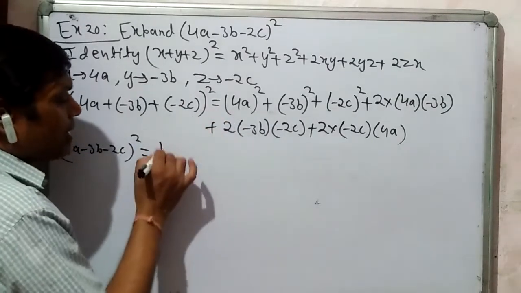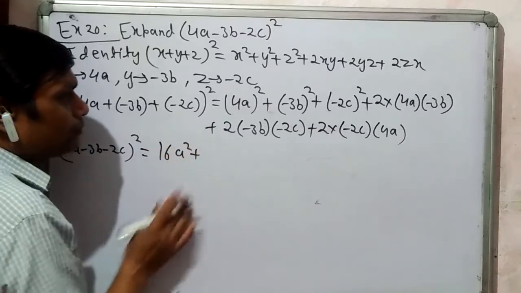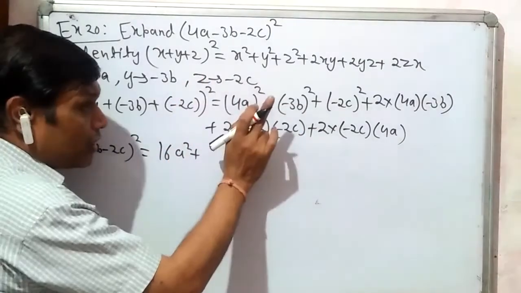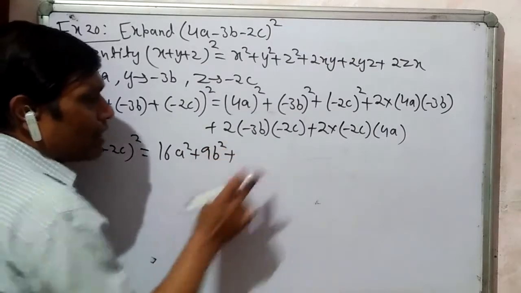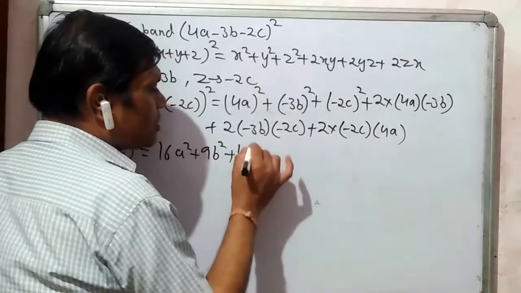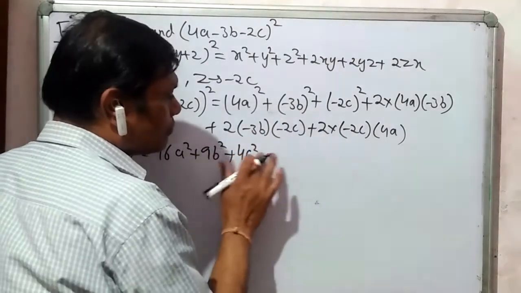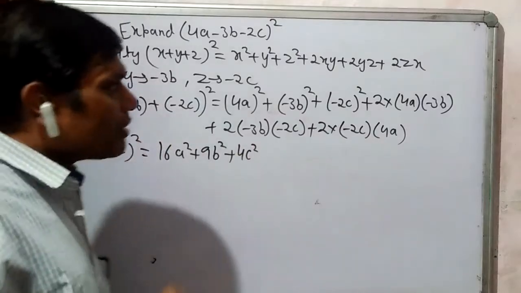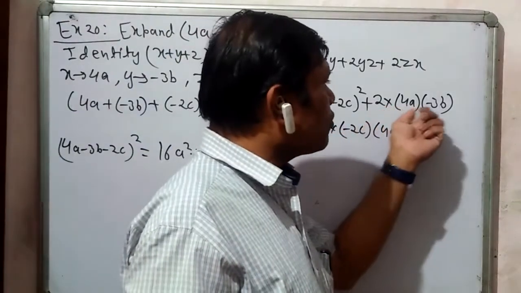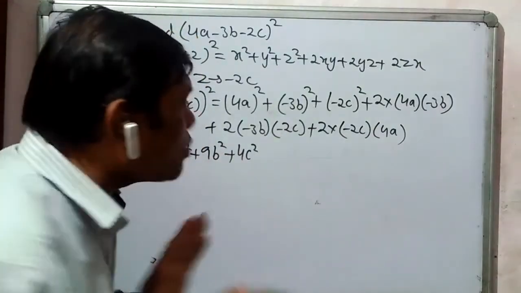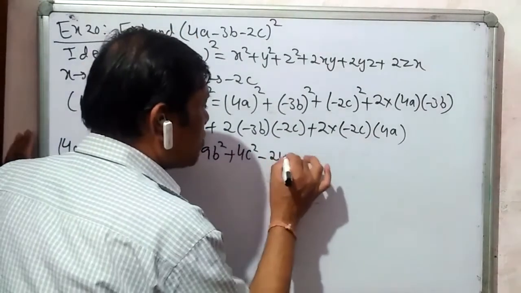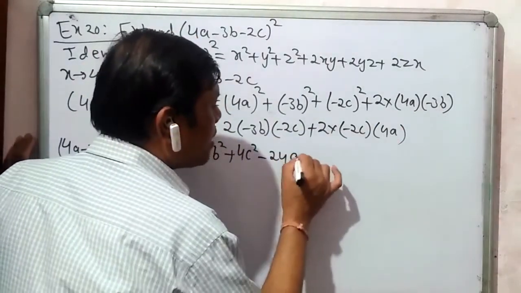What will be 4a square? 16a square. Minus 3 whole square, positive 9b square. c square is positive, 4c square. Now work on the signs very properly. 2 into 4 into minus 3. 2 4s are 8. 8 into minus 3 is minus 24. So minus 24ab.